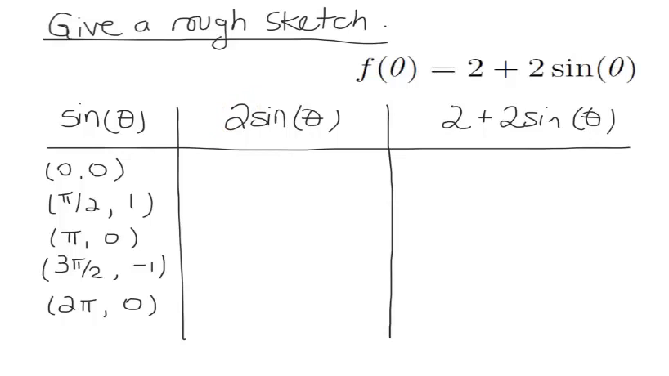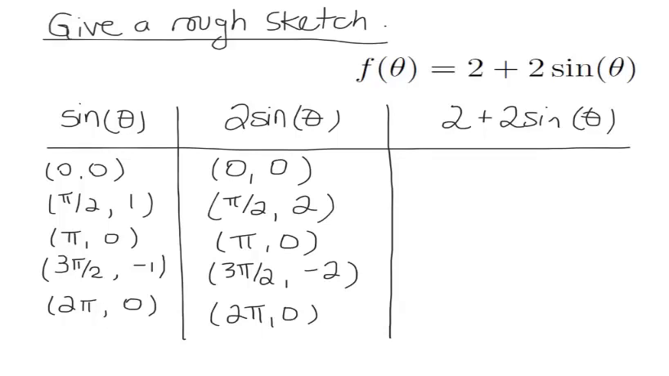In order to accomplish this, we can multiply all of our y values by 2. This is going to give us the following 5 points: (0, 0), (pi/2, 2), (pi, 0), (3pi/2, -2), and (2pi, 0).